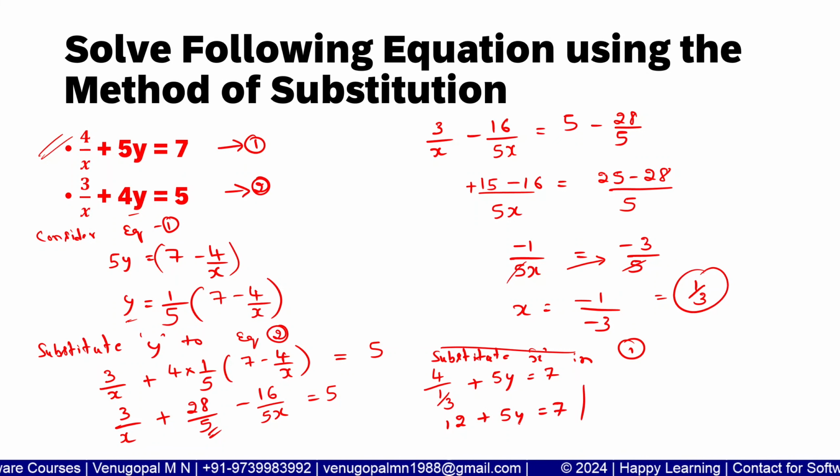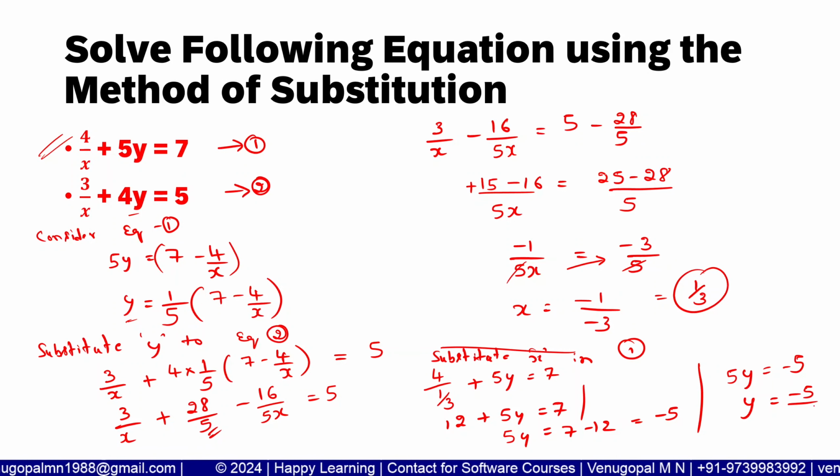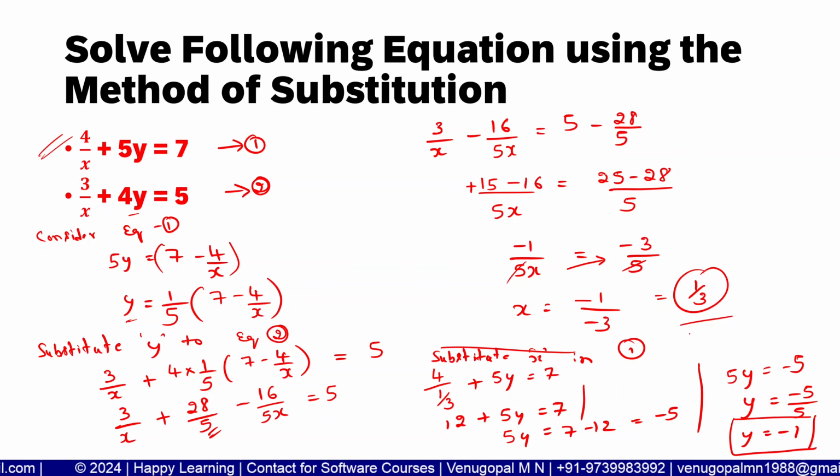So what it will become, 5y is equal to 7 minus 12. 7 minus 12 is equal to minus 5. Now 5y is equal to minus 5 and y value is equal to minus 5 divided by 5, so y is equal to minus 1. So the value of x is equal to 1 by 3 and y value is equal to minus 1.